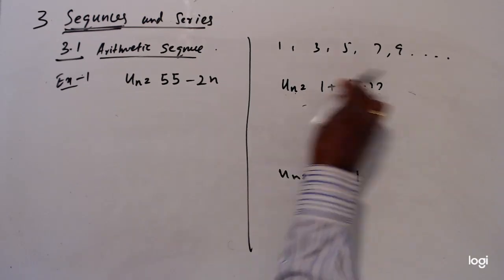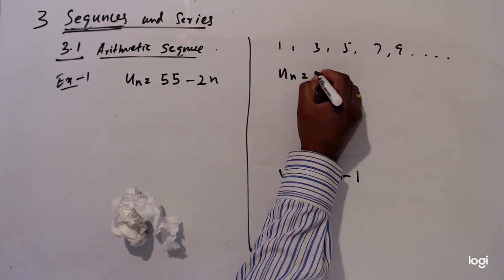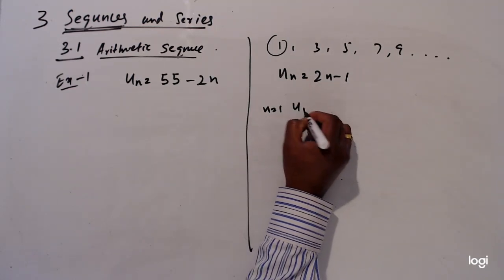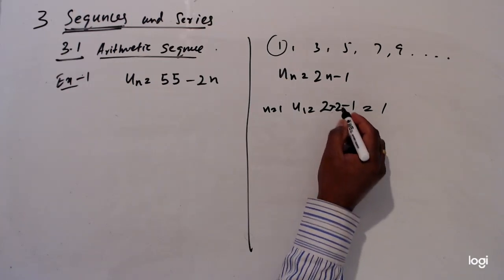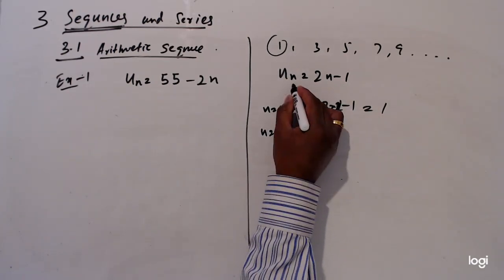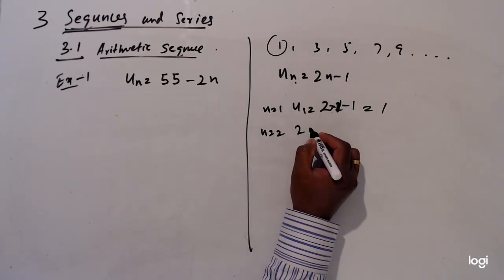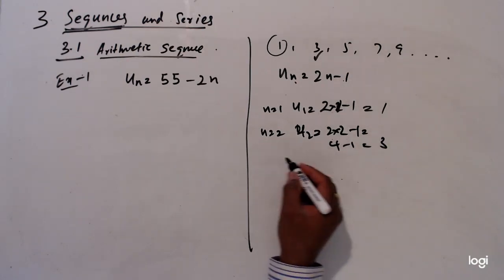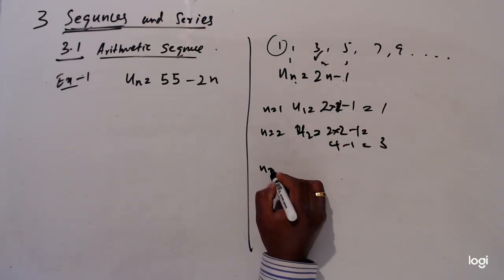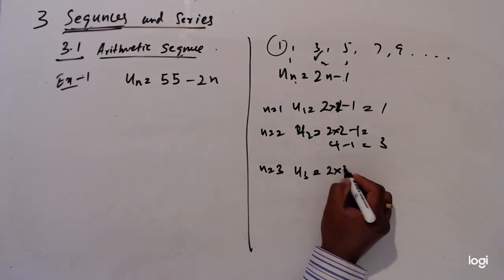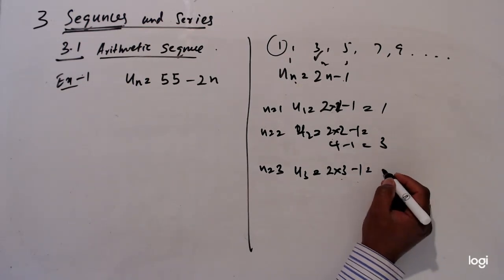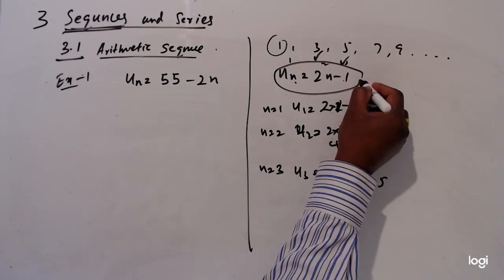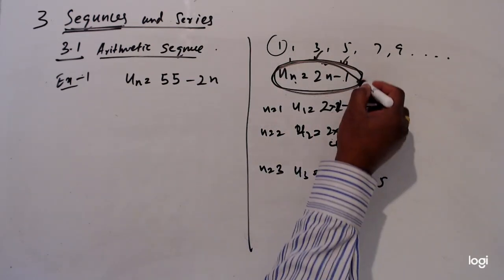Now if you have this one given, un equal to 2n minus 1, how do you write the first term? First term. So n equal 1. So u1 equal 2 times 1 minus 1, which is 1. N equal 2. So u2, second term. 2 times 2 minus 1, which is 4 minus 1, which is 3. And the third term. N equal 3. u3 equal 2 times 3 minus 1, which is 6 minus 1, 5. So likewise, if we have this one, inversely you can find the terms as well.